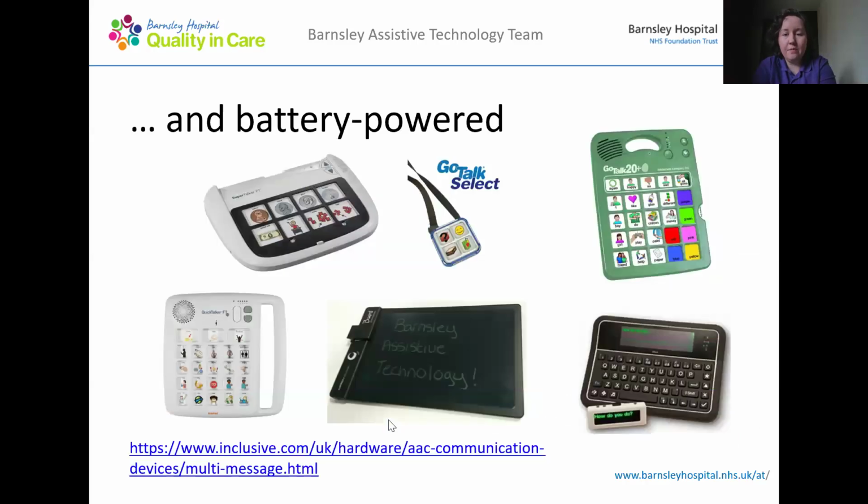I'd also recommend battery powered tools, a bit like when we were talking about Let Me Talk. Sometimes battery-powered tools can be really helpful for people who maybe don't meet our criteria, and need something a bit less specialised. They can be really nice tools, so have a look at those.